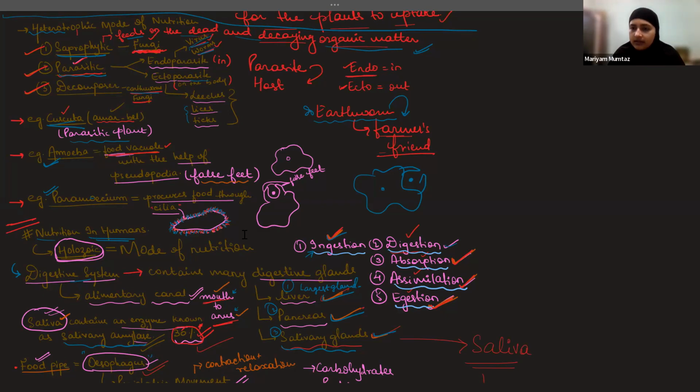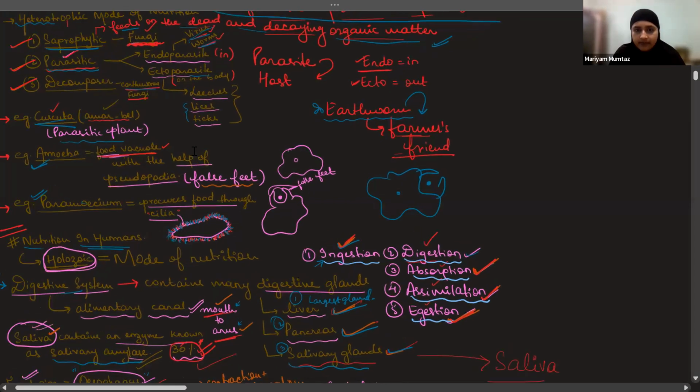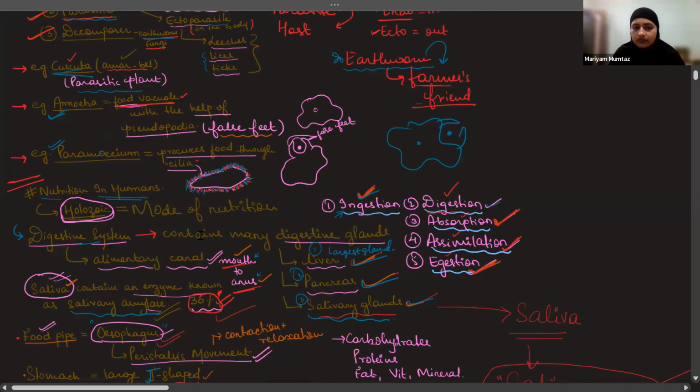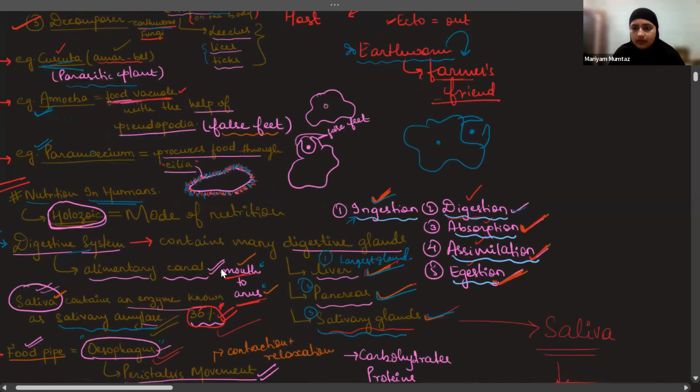Ma'am, in the last it says saliva contains an enzyme known as, what is the last word? Salivary amylase. AMYLASE. Okay. Is it visible now? Yes, ma'am.